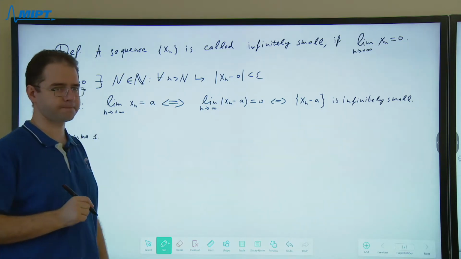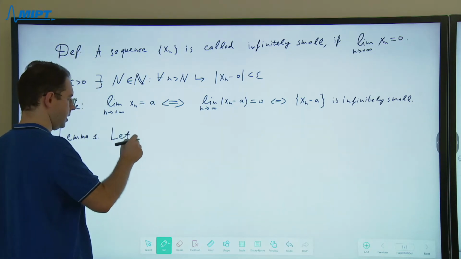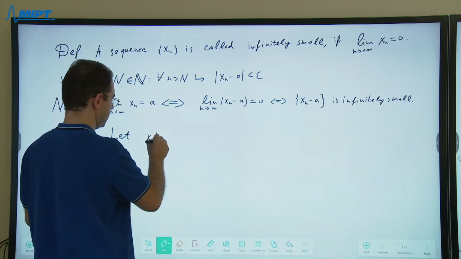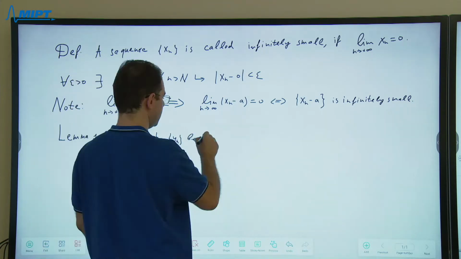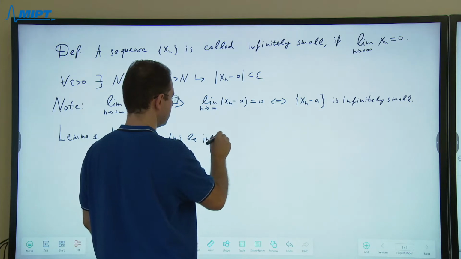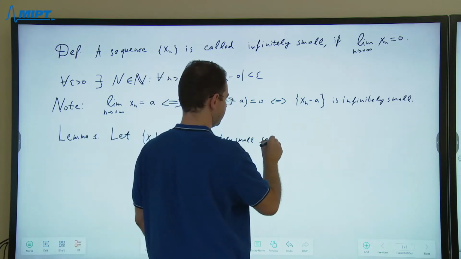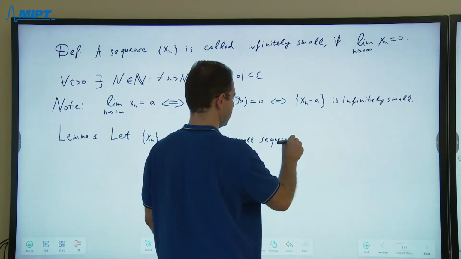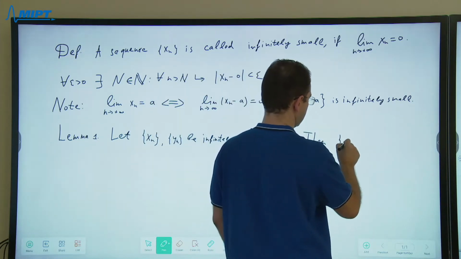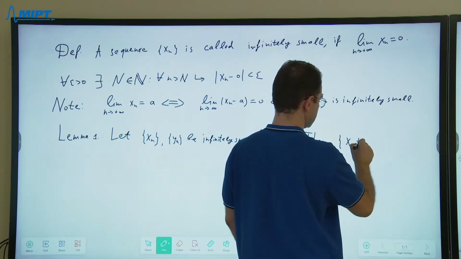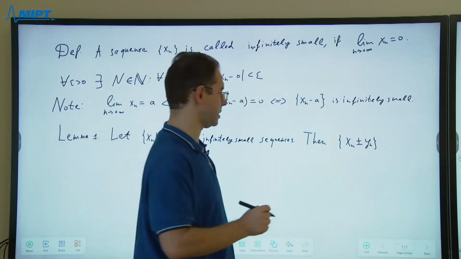Lemma 1. Let xn and yn be infinitely small sequences. Then, if we add them or subtract them, we will also have an infinitely small sequence.